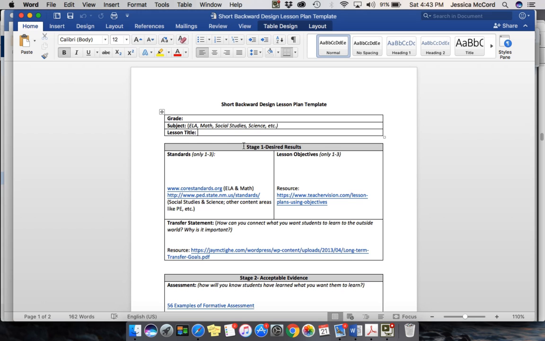In stage 1, as you read in the article last week, that is the desired results, and that just means that that's where you set the stage for what it is that you want your students to learn. So you're going to select standards, and again, I realize this is the first time that you've interacted with these documents, and so this is just an introduction to all of these so that you're familiar with them, you know where to find them, and know a little bit more about them. So you don't need to stress out about that component at all.